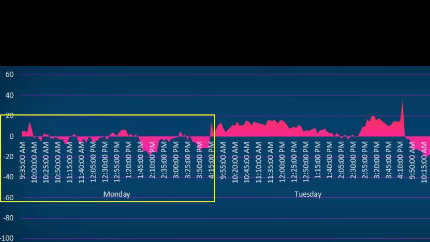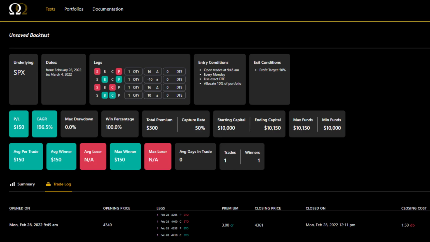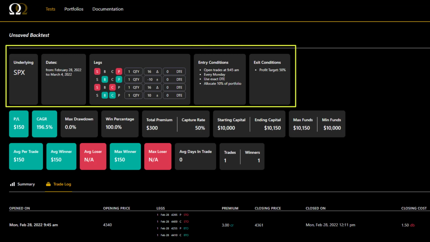We want to look at something that is delta neutral. We don't really want to pick a side. So let's backtest an Iron Condor for that particular day. So I've set up an Iron Condor for that particular Monday. We're going to open this trade at 9:45, and I just chose the short strikes at delta 16 on both sides, and this is a 10-point wide Iron Condor for the wings.